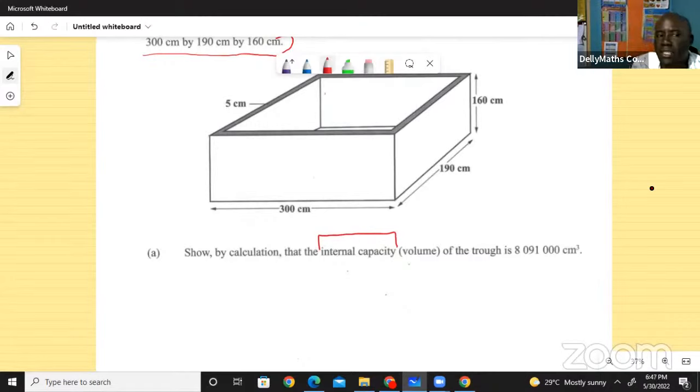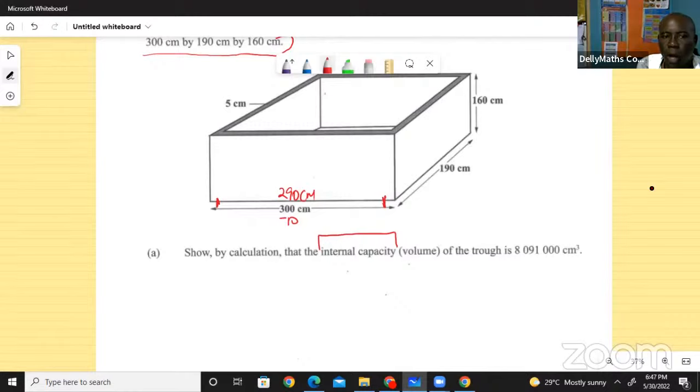Now, if there is a thickness of 5 on this side and a thickness of 5 on this side, that means 10 will be subtracted. The internal measurement is not like the external measurement because we'll get 10 coming off as a result of the 5 on either side. Which means that this here is 290 centimeters long on the inside.